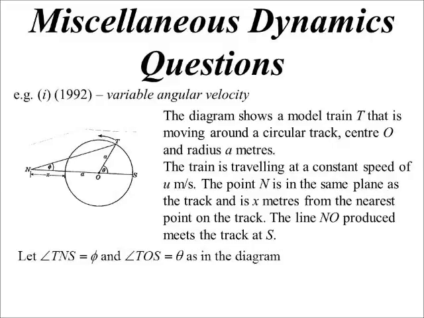Just want to look at a couple of ones that appeared over the years, some different types of ones. Now, we only deal with constant angular velocity. But here's a question where it was actually variable angular velocity. It still was constant because what we've got is this train moving around a circular track, and it is constant angular velocity around the track.